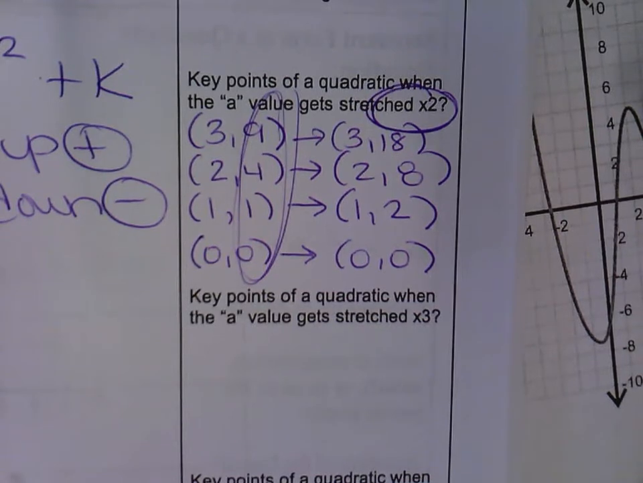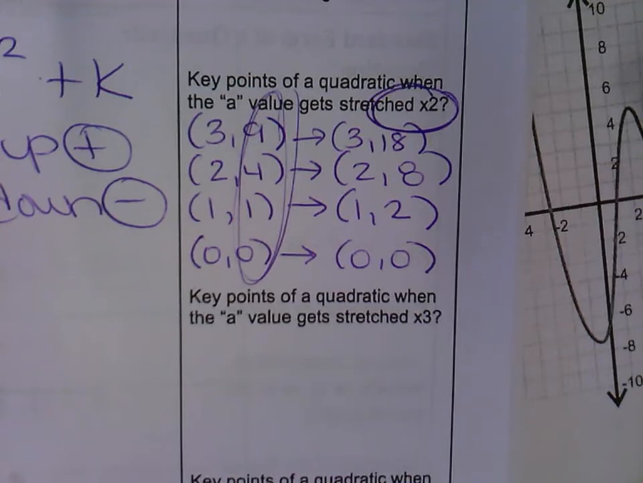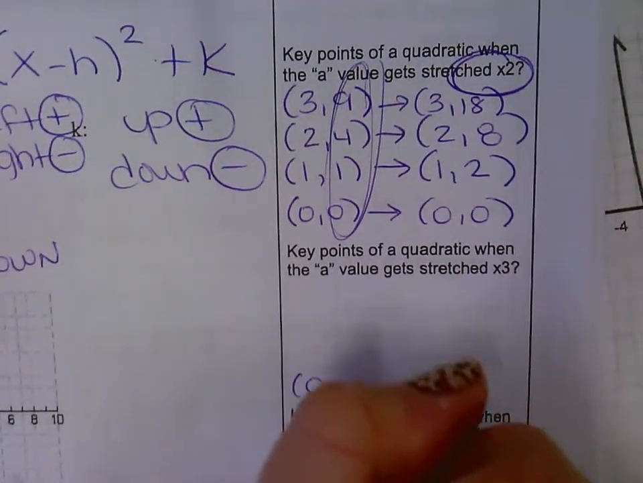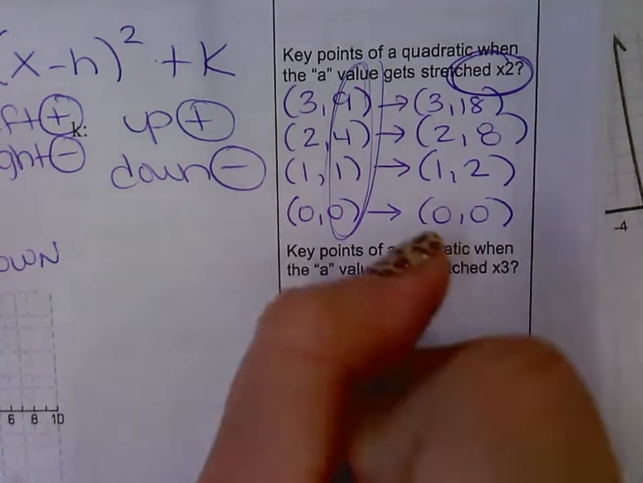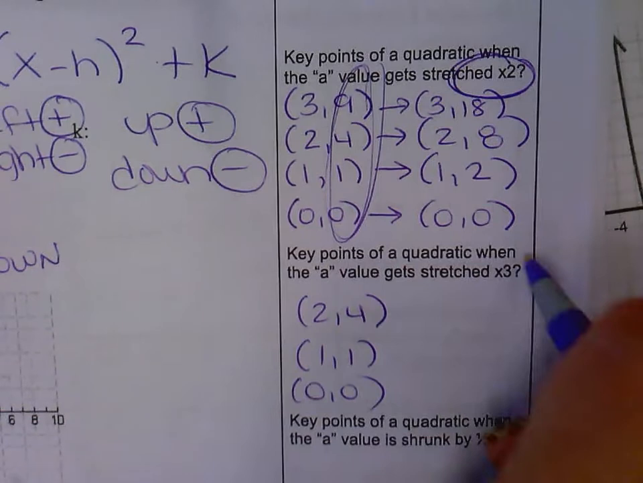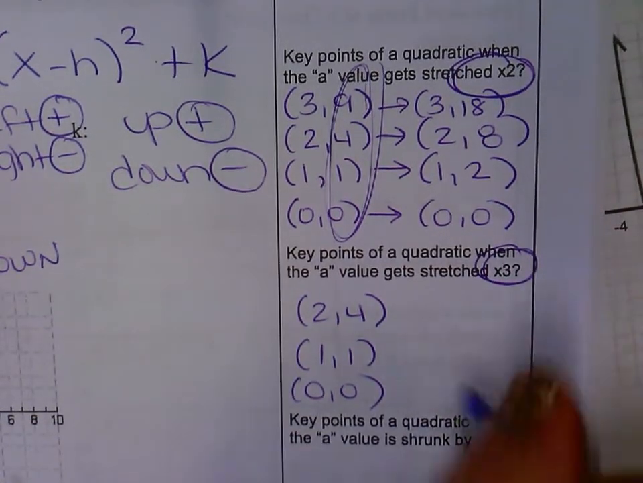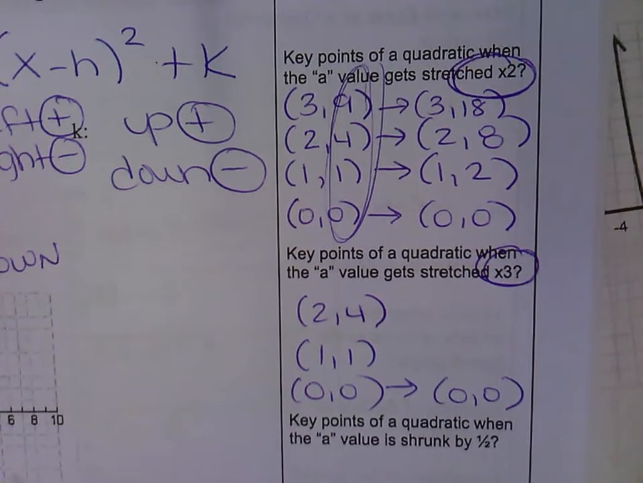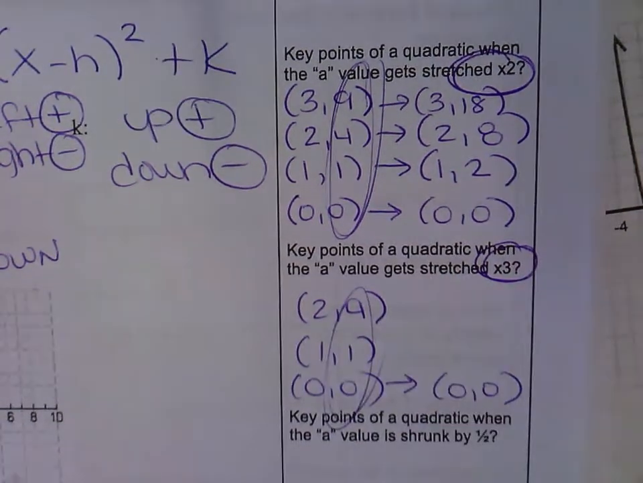So I want you to do the same thing. What if I stretch it times 3? So I'm only going to do the 0, 0, the 1, 1, and the 2, 4. So what if I stretch those points 3 times as tall? Well, the vertex doesn't get moved. It stays in the same point, and I'm stretching these y values over here.